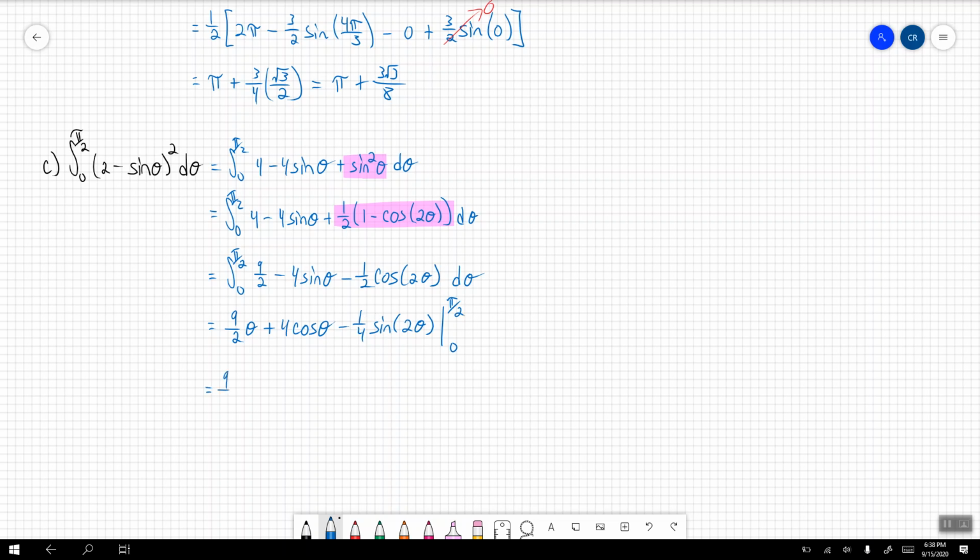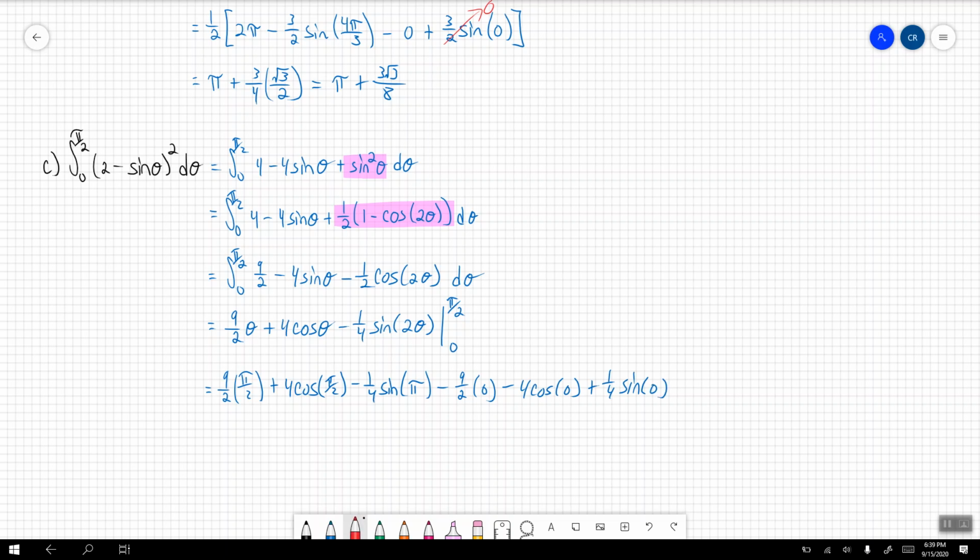And making our substitutions, so 9/2 multiplied by pi halves plus 4 multiplied by cosine of pi halves minus 1/4 multiplied by sine of pi, because 2 times pi halves is pi, minus 9/2 multiplied by 0, minus, because we're subtracting all this, 4 times cosine at 0, and then plus 1/4 sine at 0.